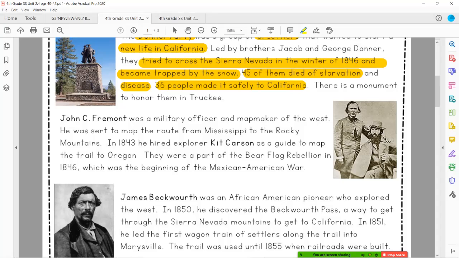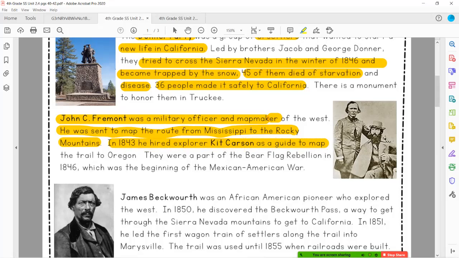So we have two people that we're talking about here. We've got John C. Fremont, who was a military officer and a map maker. And he was sent to map the route from Mississippi to the Rocky Mountains. And in 1843, he hired Kit Carson as a guide to map the trail to Oregon. We know that they were a part of the Bear Flag Rebellion in 1846. And this was the beginning of the Mexican-American War.